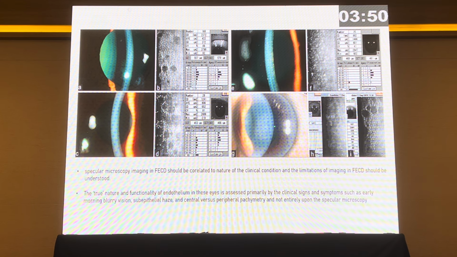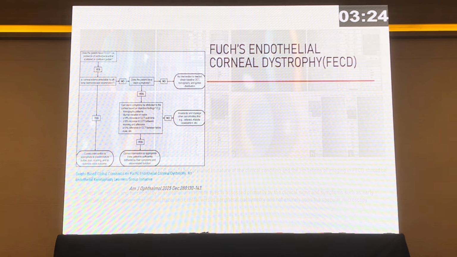Here you can see that centrally there is confluent guttae, and in the center part you're not getting the picture at all. But if you just move to the side, the periphery, you can get an almost clear picture. You can see the guttae, but if you look at the parameters, it's around 3,000, 2,000 something, and the thickness is less. So the specular microscopy imaging in FECD should be correlated to the nature of the clinical condition. That is what I was trying to say. Just by looking at the specular, you cannot make the assessment.